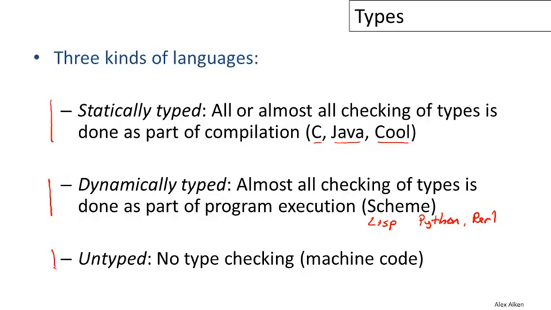And then finally, there are the untyped languages where no type checking is done at all, either at compile time or at runtime. And this is basically what machine code does. So machine code has no notion of types and enforces no abstraction boundaries when it executes.